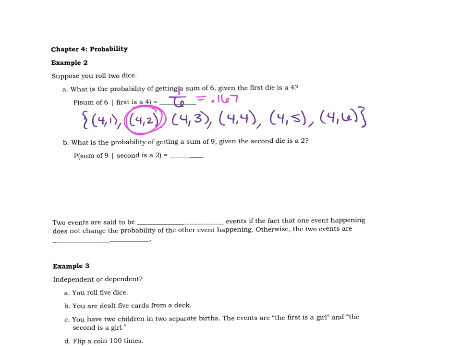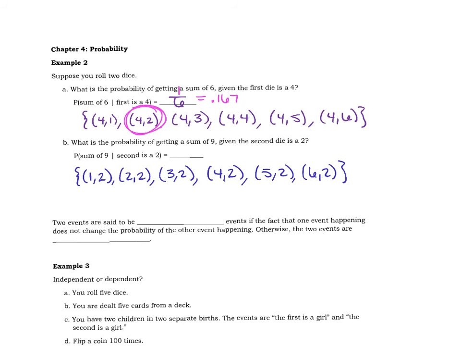Okay. All right, for B, what is the probability of getting a sum of 9 given that the second die is a 2? So we're going to do, again, something very similar. So we could have rolled a 1 and a 2 second, a 2 and a 2, a 3 and a 2, a 4 and a 2, a 5 and a 2, or a 6 and a 2. Okay, so again, we've got 6 possible outcomes. Out of those, how many have a sum of 9? None of them. So if you need to get a sum of 9 and you roll a 2, we're in trouble. It's not going to happen.